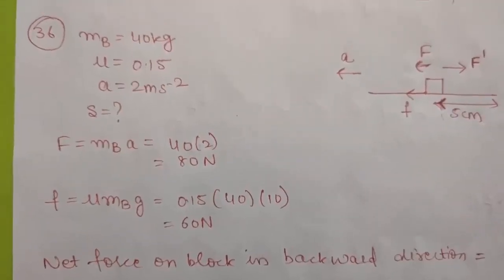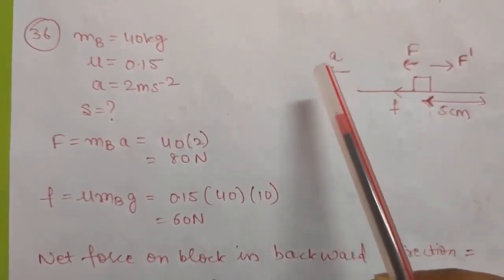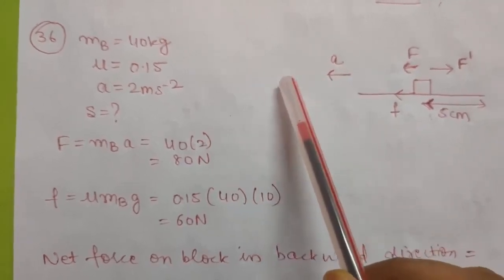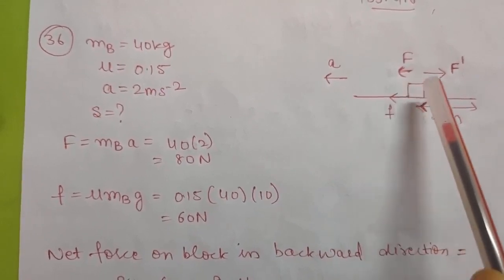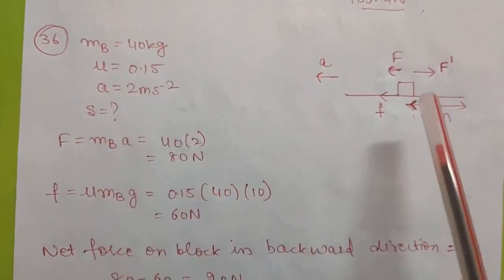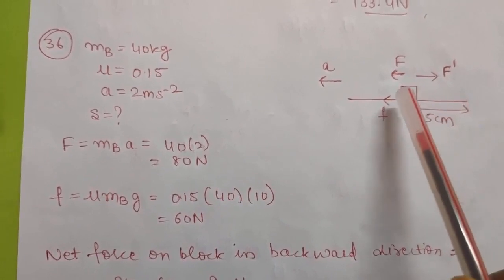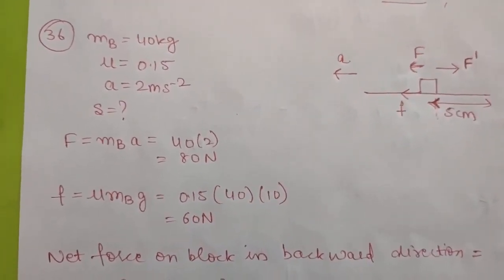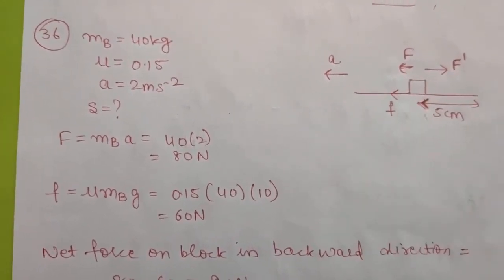Okay, so the next is question number 36. It says that there is a truck which is moving with an acceleration of 2 meters per second squared in the forward direction. Let us say the truck is moving in this direction, and there is a block kept on the truck whose mass is 40 kilogram. It is kept at a distance of 5 centimeter from the open end of this truck, that is, it can fall from here. So you have to tell after what distance of the truck will this block fall from the truck.